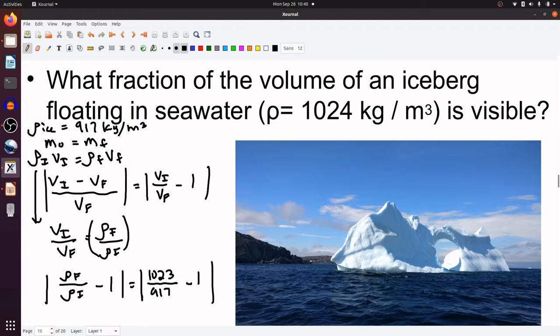Uh-oh, I said 4, didn't I? Whoopsie. Some books use different values. Close enough. But we're going to use 1024 because that's what I wrote down. Apologize. So 1024 divided by 917. And now I'm going to subtract 1 from that. And that gives me around 11.7%.